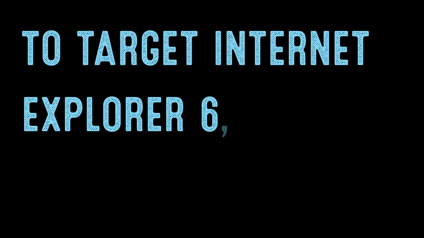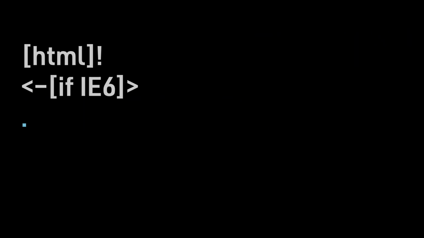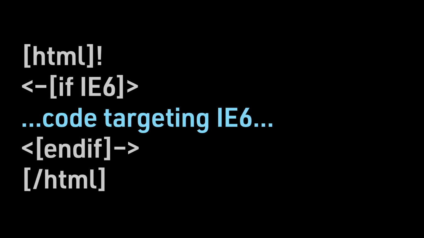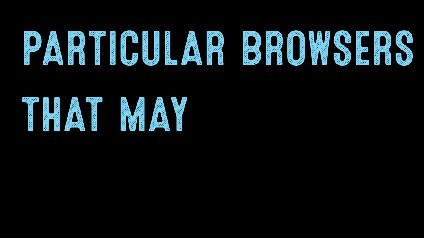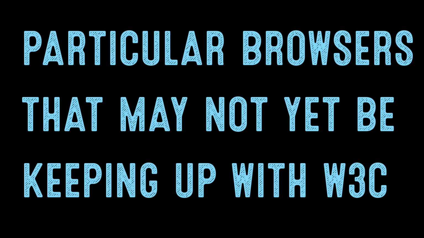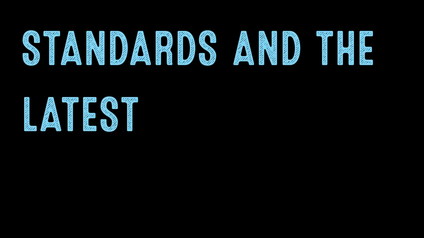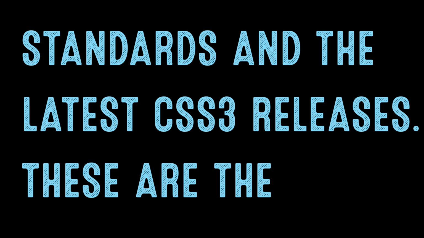To target Internet Explorer 6, we would use this conditional comment code instead. HTML, if IE6, your code, and if /HTML. Vendor prefixes are used to make sure to target particular browsers that may not yet be keeping up with W3C standards and the latest CSS3 releases.